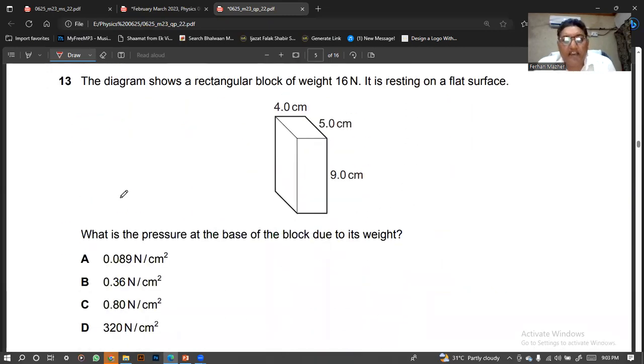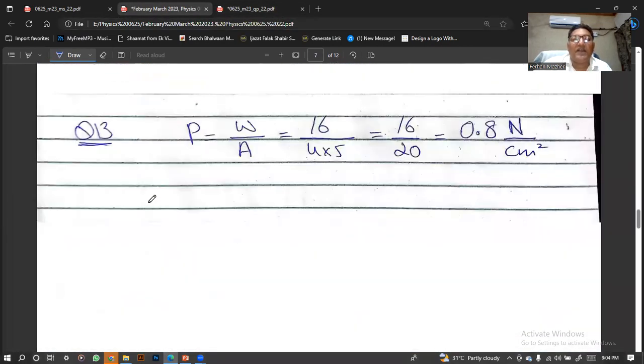Question number 13. The diagram shows a rectangular block of weight 60 newtons. It is resting on a flat surface. What is the pressure at the base of the block due to its weight? We can find the pressure, which is equal to the weight divided by the area of that face which is touching the ground. The area of that face will be 4 multiplied by 5. So very easily I can find the pressure.